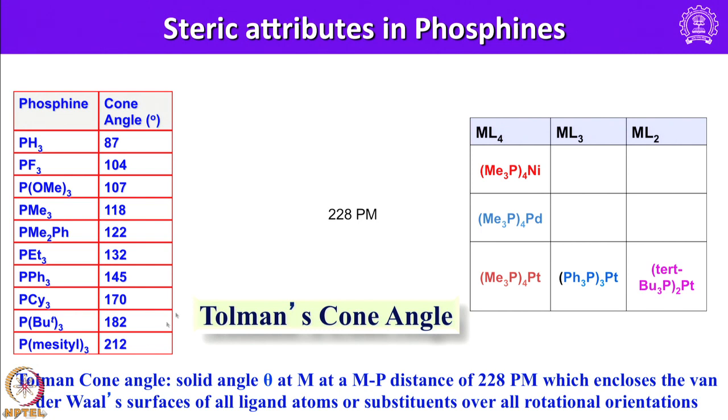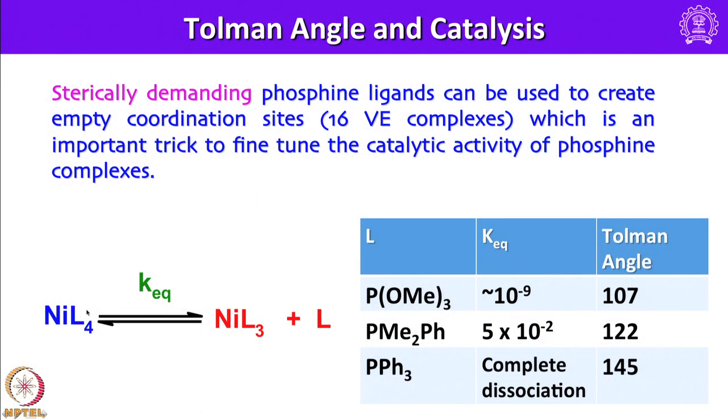And now, for example, trimethyl phosphine can form a tetracoordinated compound with nickel and also with palladium and also with platinum, whereas triphenyl phosphine can form a stable tricoordinated compound with platinum, whereas tris tetrabutyl phosphine can form even stabilized platinum with 2 coordination number. So for example, before we do any catalytic reaction, if we take a compound having 18 electron, first we have to dissociate 1 or 2 ligands.